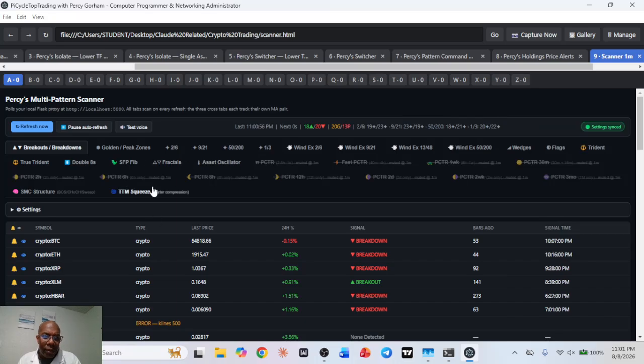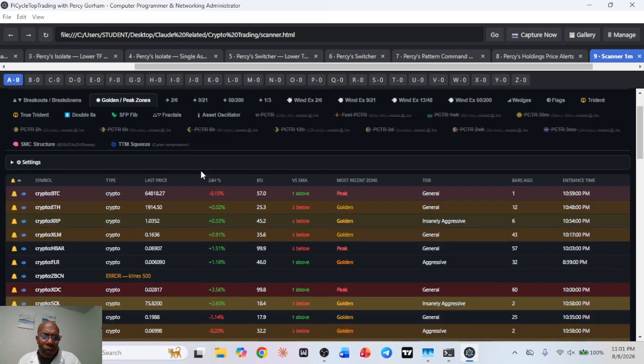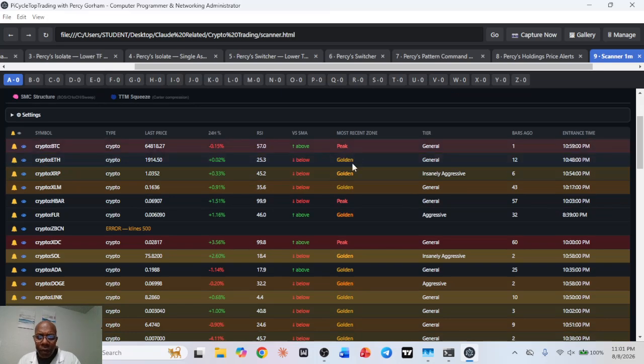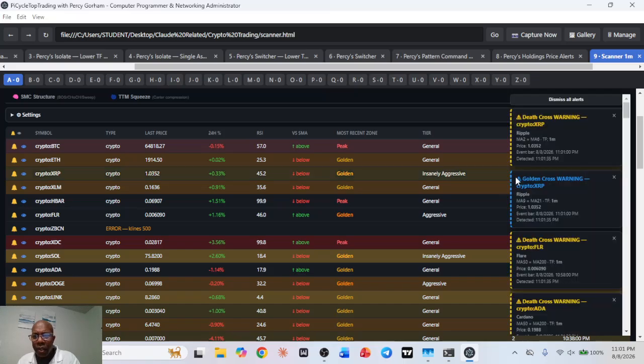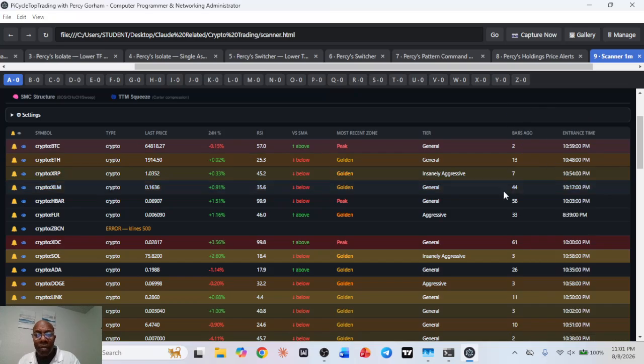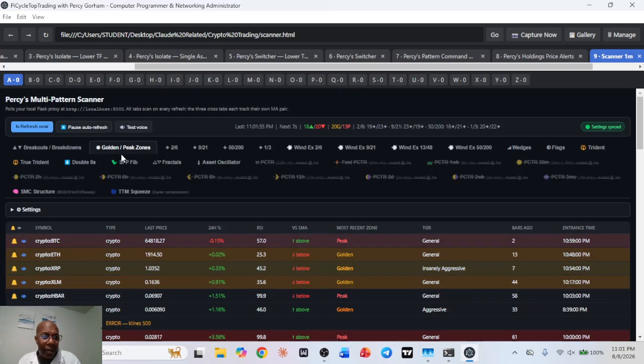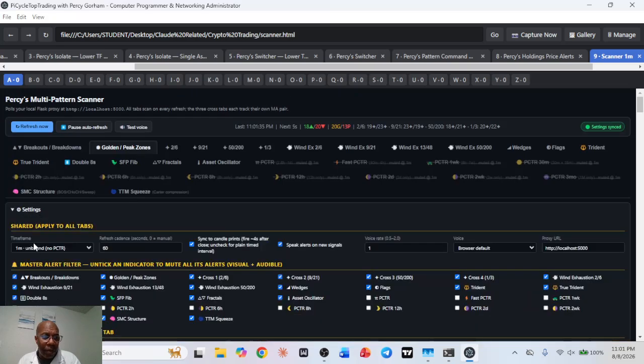Even though I muted it, right now it's looking at breakouts. You can see what's in the golden zone, right? And you have the golden zone and what's in the insanely aggressive golden zone, and how many bars ago that was. I know it's coming. 1 minute is going to be very busy with information. We got the timestamp there, and some were many bars ago, right? 33 minutes, because this is the 1 minute time frame.